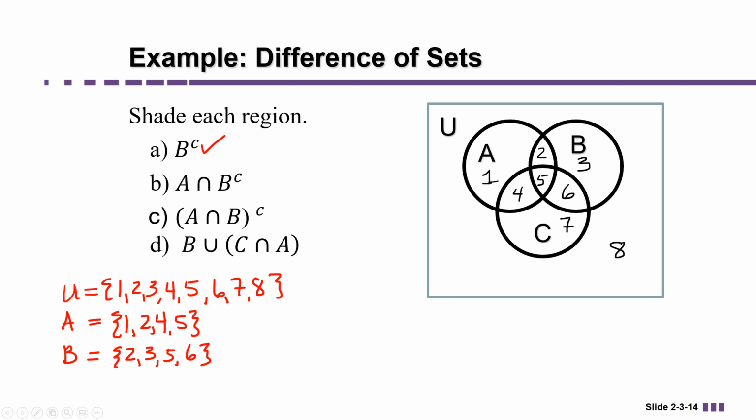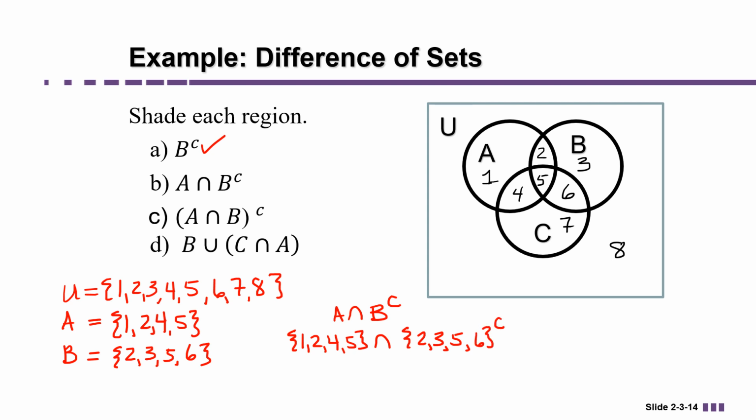So I've written down which regions are in which sets. And now I'm going to write down A intersect B complement, and I'm going to replace them with what they're equal to. So instead of A, I'm going to write 1, 2, 4, 5. Instead of B, I'm going to write 2, 3, 5, 6. And we're looking for the complement.